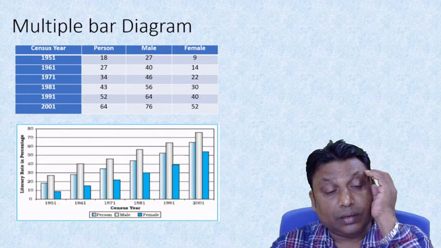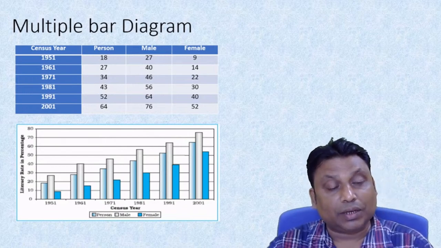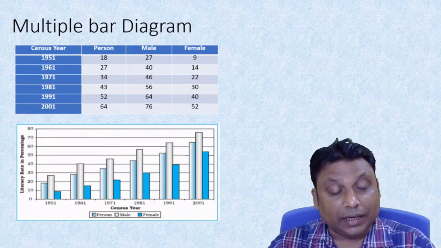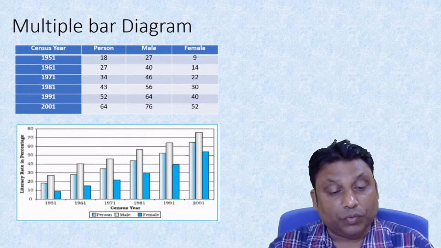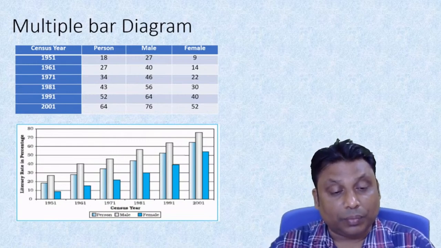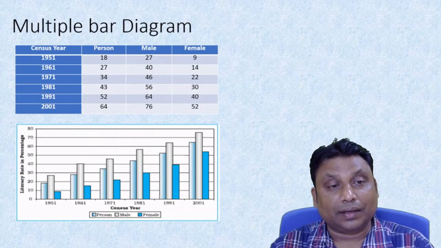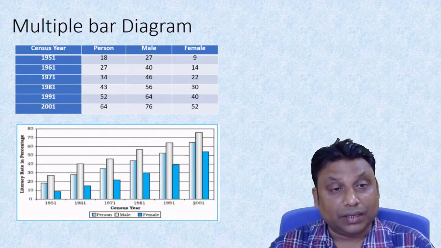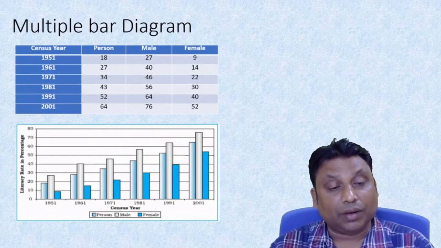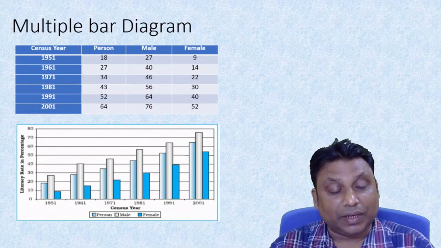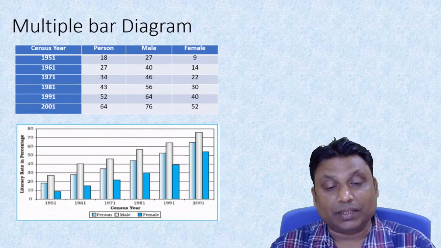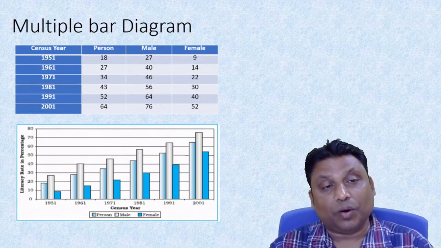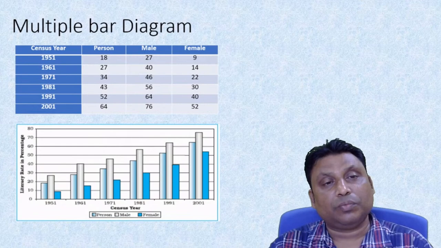So in 1951 we have to find out what will be the person, what will be the male, and what will be the female. It will be displayed in three bars. First one is person, second one is male, and third one is female. Below the axis, census year, person, male and female are mentioned. So this type of diagram is called a multiple bar diagram.